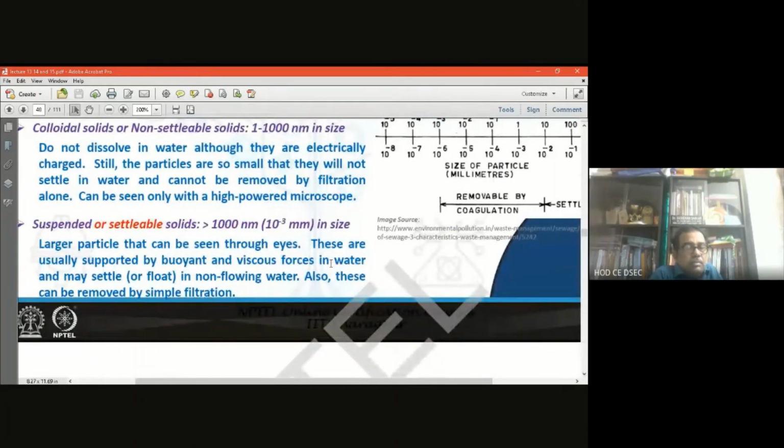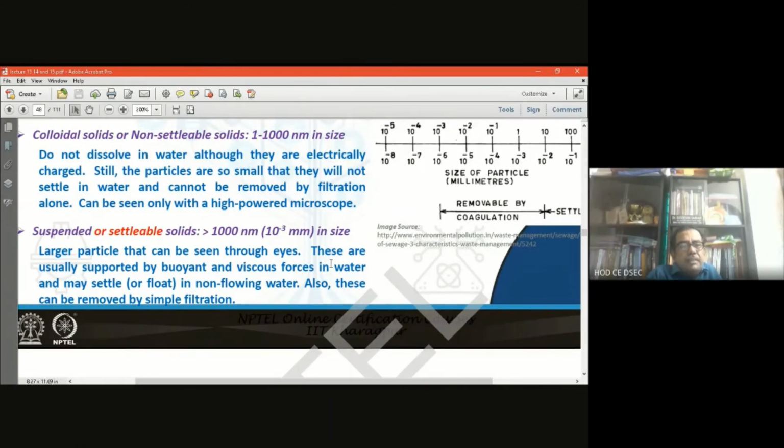And the third one, the nature of the particles I want to describe, that is the suspended or settleable solids, which are greater than 1000 nanometer or greater than 10 to the minus 3 millimeter in size. These are larger particles that can be seen through eyes. These are usually supported by buoyant and viscous force in water and may settle in non-flowing water. Non-flowing means when the velocity is zero, stagnant water. Also, these can be removed by simple filtration.